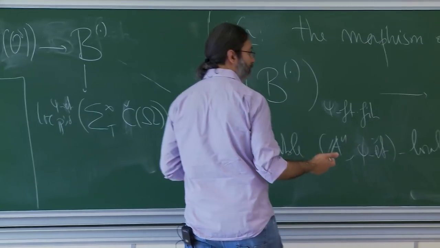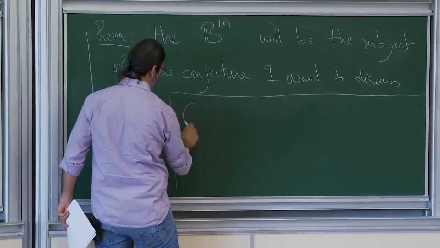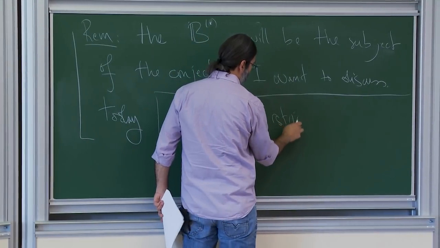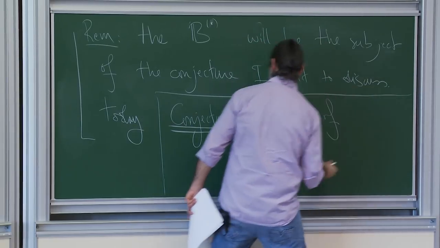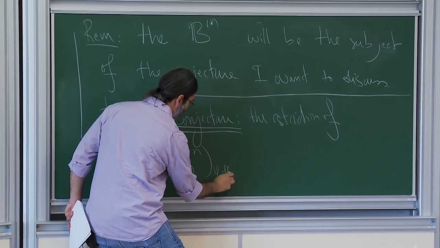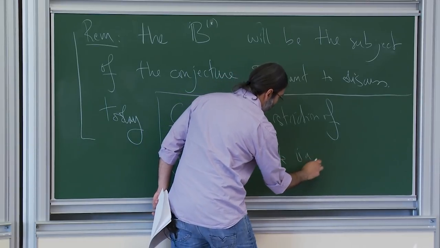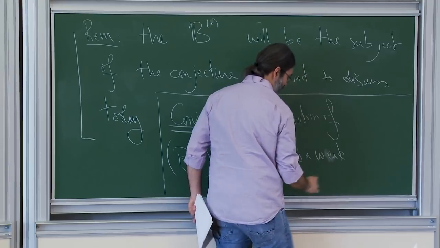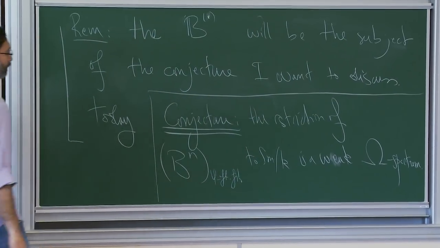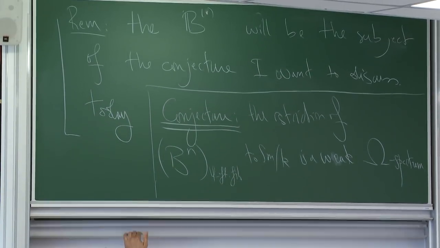Okay, so I can maybe now state the conjecture. So here's the conjecture that I want to discuss today in precise form. Conjecture. The restriction of B at each cosimplicial degree, the restriction of this to smooth varieties, is a weak omega spectrum for every n. Okay, so this is what I would like to discuss, and this, as I said, will be sufficient to complete the proof.